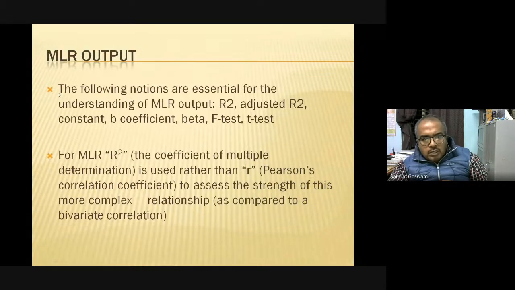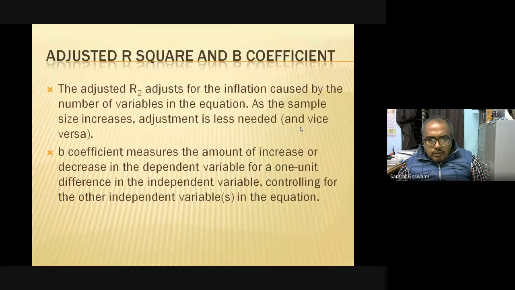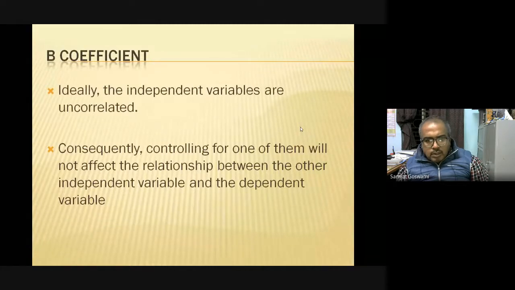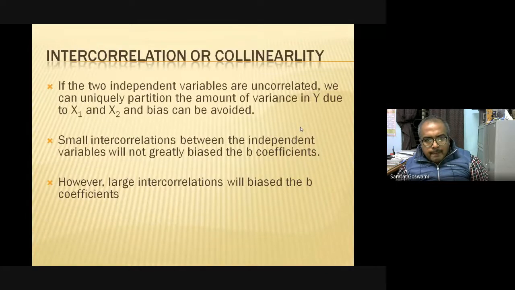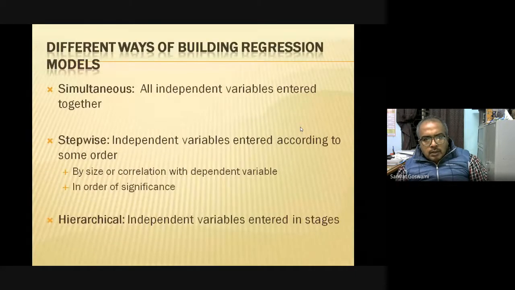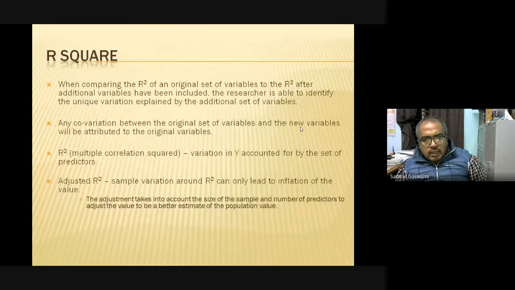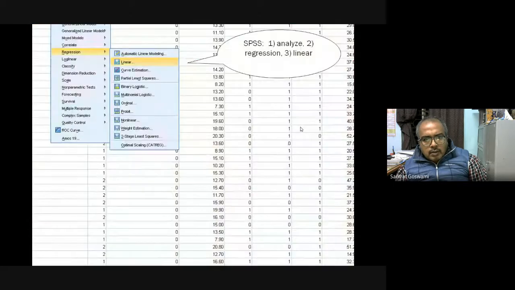The following notions are essential for the understanding of MLR output, that is R-square, adjusted R-square, constant term, beta coefficients or B coefficients, F test and T test. Moreover, we'll just keep this and go to significance tests, F and T test, R-square.